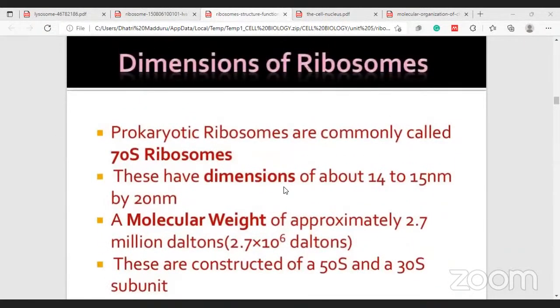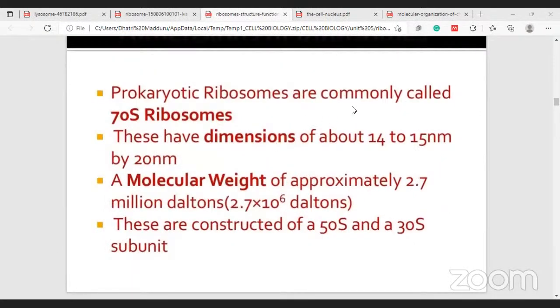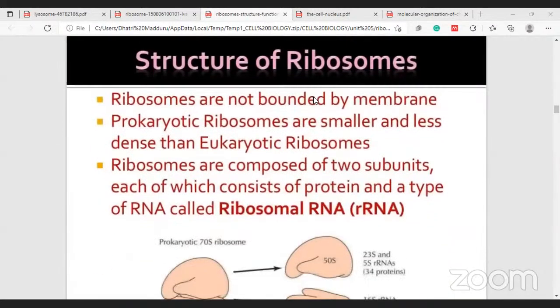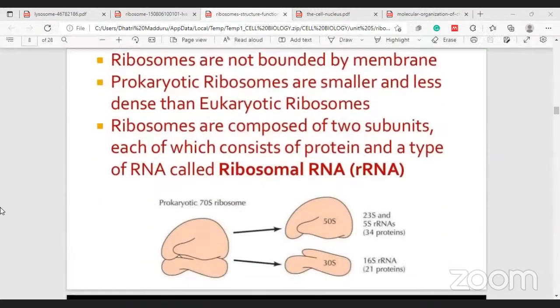So what are the dimensions of ribosomes? In prokaryotic ribosomes, there are 70S ribosomes, and the size will be 14 to 15 nanometer by 20 nanometer. No need to remember the dimensions, just remember the subunits. The molecular weight is 2.7 million daltons, and they have a larger subunit of 50S ribosome and a smaller subunit of 30S ribosome. So how does the structure look?